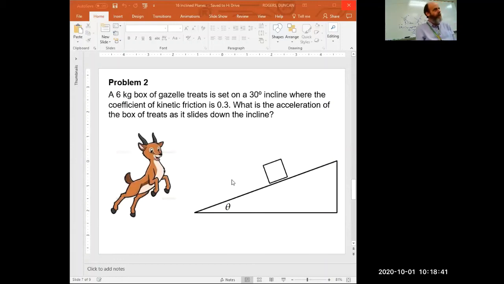So in this problem, there is a box of gazelle treats. It's on a ramp at a 30-degree incline. Coefficient of kinetic friction is 0.3. The box is sliding down the incline, and the gazelle is very excited about that. So we want to find the acceleration of the box of treats as it slides down the incline.